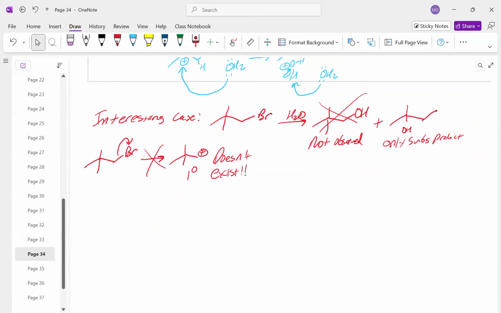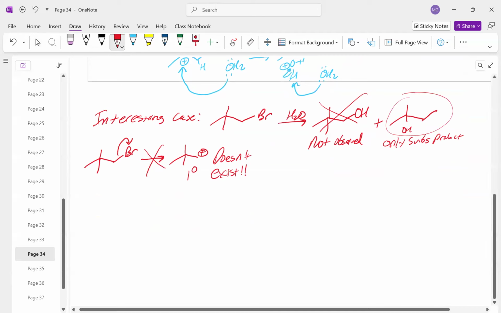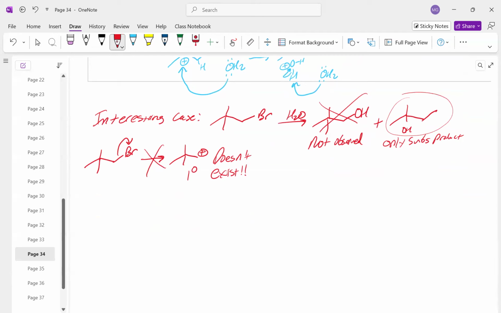Now you might say, well, if I can't form the carbocation, how do I get the rearranged product? Because don't I need a carbocation to do a rearrangement? So let's see if we can come up with a mechanism that describes how that is even possible.